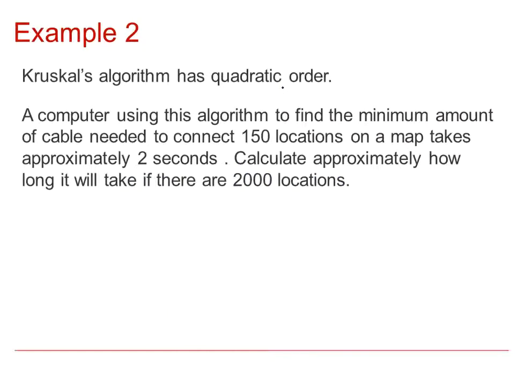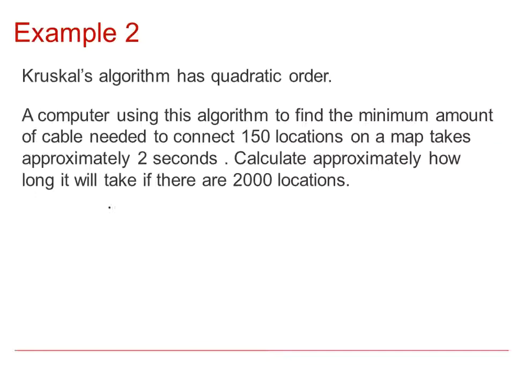You may not have come across Kruskal's algorithm yet, but it does have quadratic order. So the problem is, a computer using this algorithm to find the minimum amount of cable needed to connect 150 locations on the map will take about 2 seconds. Calculate approximately how long it will take to apply the algorithm to 2,000 locations.